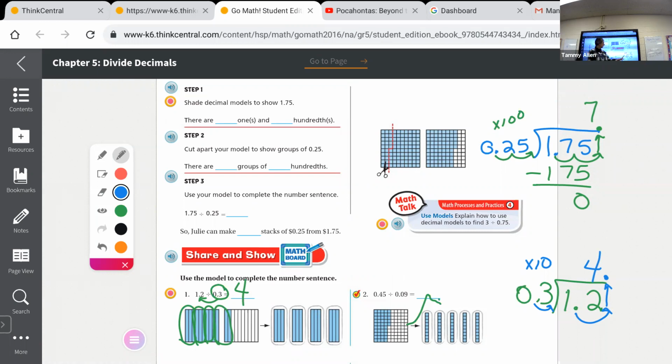Because when I look here, I want my divisor to be a whole number. How many places do I need to move that decimal point over to make it a whole number? 1. When I moved it 1 to the right, I was multiplying by 10. How did you get 7 on the one? Because 25 times 7 is 175.